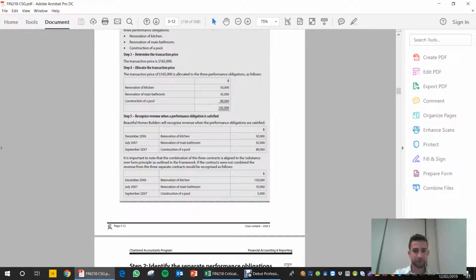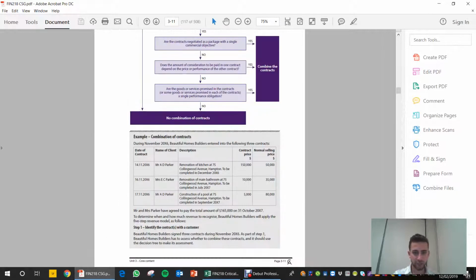So recognize revenue when a performance obligation is satisfied. So when are we going to actually recognize revenue? As usual, you recognize revenue when the performance obligations are satisfied, so when you actually conduct the service. You've got to look at the dates when each of these are completed. So it's completed in December 16. Again, it's nothing to do with the date of the contract or when it was paid. It's when you've actually provided the service. So this one will be recognized in December, this one in July, and this one in September.